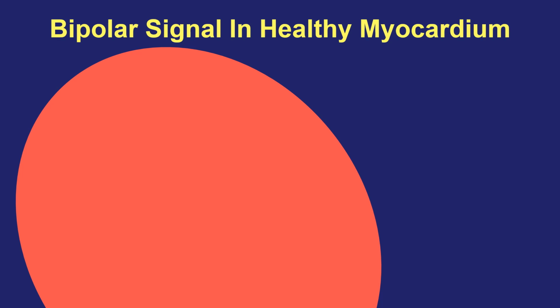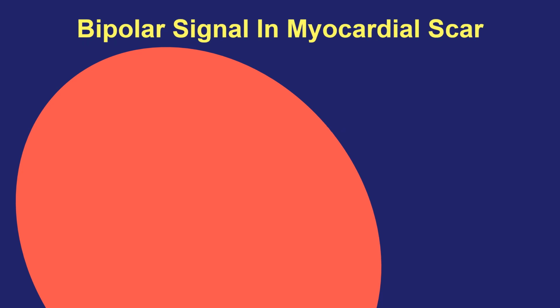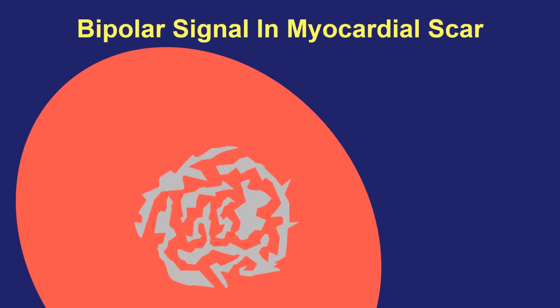We reviewed in that video when you have a wavefront that passes through normal myocardium with normal speed and you record in a bipole, you're going to get a very simple looking electrogram that reflects the wavefront passing underneath your recording bipole. We also talked in that other video about myocardial scar, and now you have all of these channels.